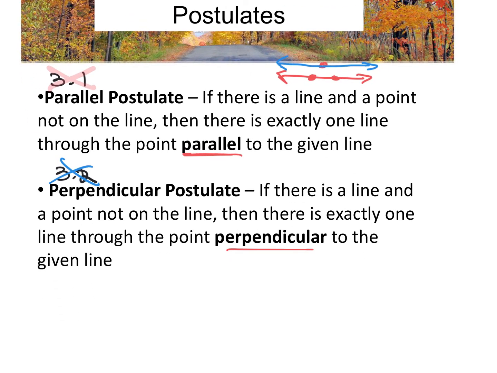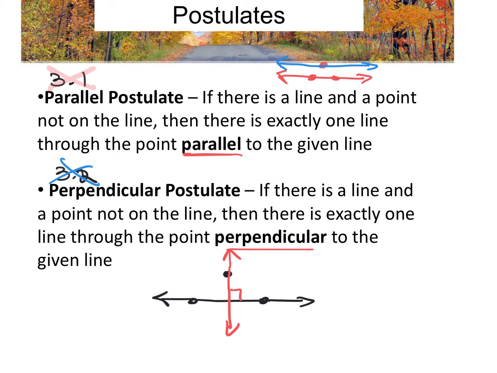Same thing for perpendicular. If I were to draw another line, connect it with 2 points, draw another point not on the line, there is exactly one line that I could draw that would be perpendicular to that other line. Again, I could draw another line through the point, but it would not form a right angle. There's only one line that you can draw straight up and down that would be perpendicular.